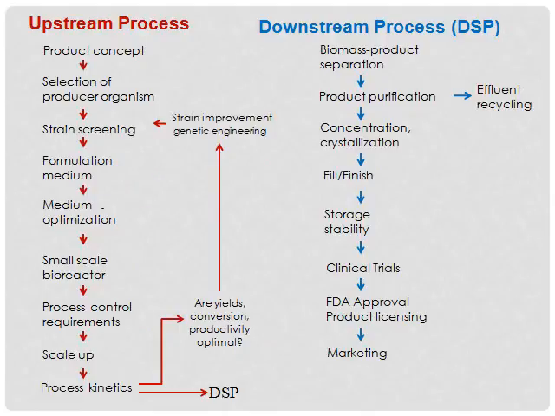This diagram shows the upstream and downstream process and how they're interrelated. The upstream process includes the selection of our product, the selection of the producer organism, the optimization of the production or the media allowing the production of our product, the initial small-scale setup of our bioreactor, and the components that lead to how to scale up the production of our product for optimal production.